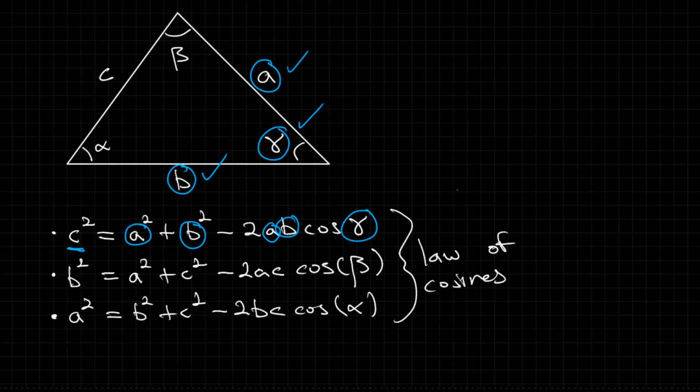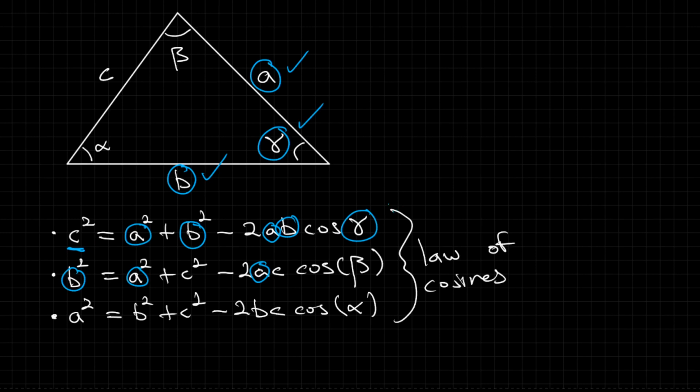However, you wouldn't be able to use the other equations right away. Let's take a look at the second equation. We know A and B, but we don't know C, and we don't know beta. So there are two things that we don't know in this second law of cosines equation, so we couldn't use it right away. Whereas in the first equation, there's only one thing that's unknown, C, and we can figure out what C is.